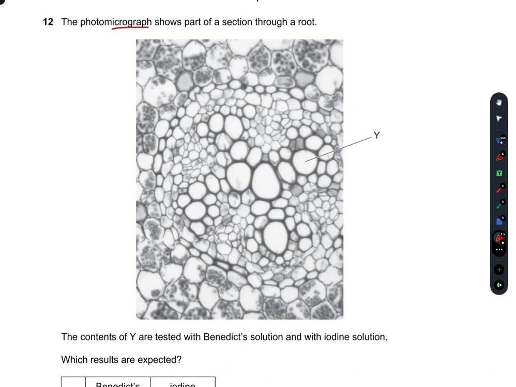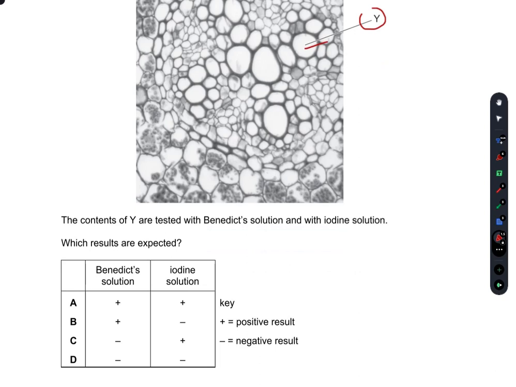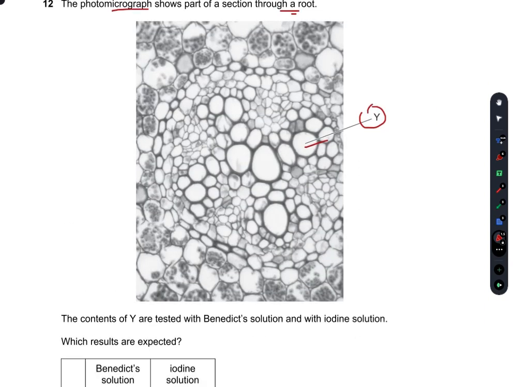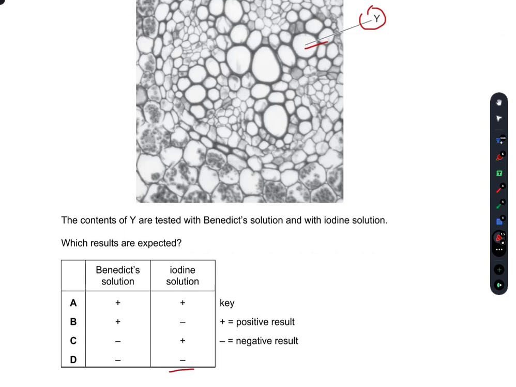The photomicrograph shows part of a section through a root. So the contents of Y, this is Y, I think a phloem cell, if I'm right. The contents of Y are tested with Benedict's solution and with iodine solution, which results are expected? So this Y here will definitely give a negative result with the iodine solution and a negative with the Benedict's solution here. So D is the right answer.